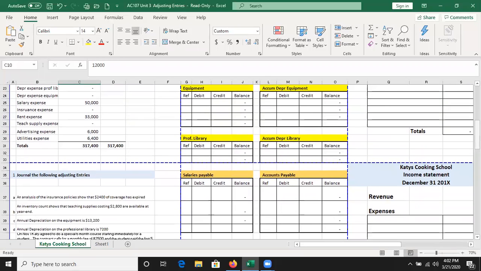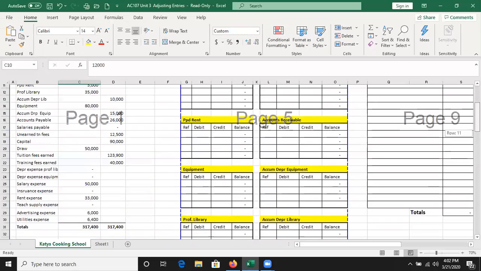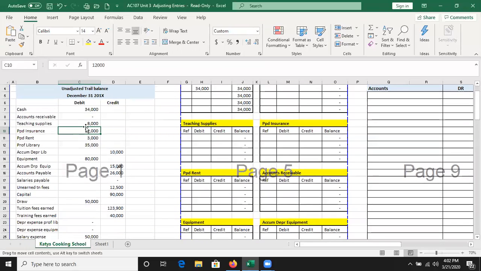If we look at Part B, inventory count shows that teaching supplies costing $2,800 are available at the end of the year. So again, with adjusting entries, guys, at the end of the year, you update certain accounts. So throughout the year, if you use a pencil that costs $1, you're not going to recognize teaching supply expense for $1. You're going to wait till the end of the year and total everything up. So if at the end of the year, inventory count shows teaching supplies costing $2,800 are available, but we have $8,000 worth of teaching supplies on the books, that means the difference is an expense.